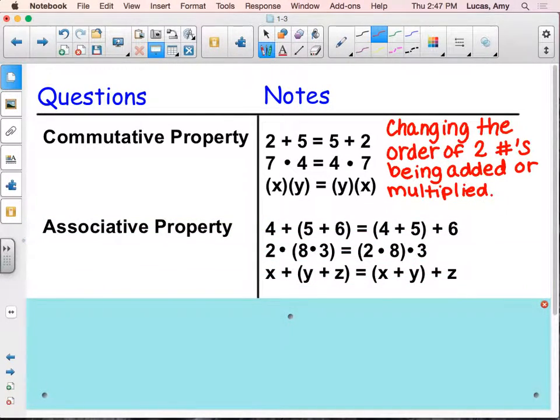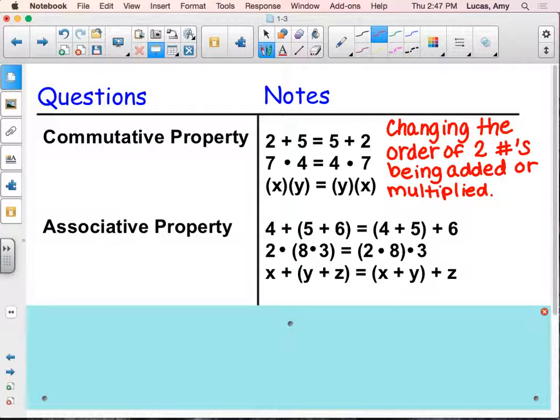Our next property is called the associative property. The associative property we have 3 examples of. You may notice that you see addition again and multiplication again. The order of the numbers, though, is not changing. So in the first example, 4 plus, in parentheses, 5 plus 6, is equal to 4 plus 5 in parentheses plus 6. The order did not change.